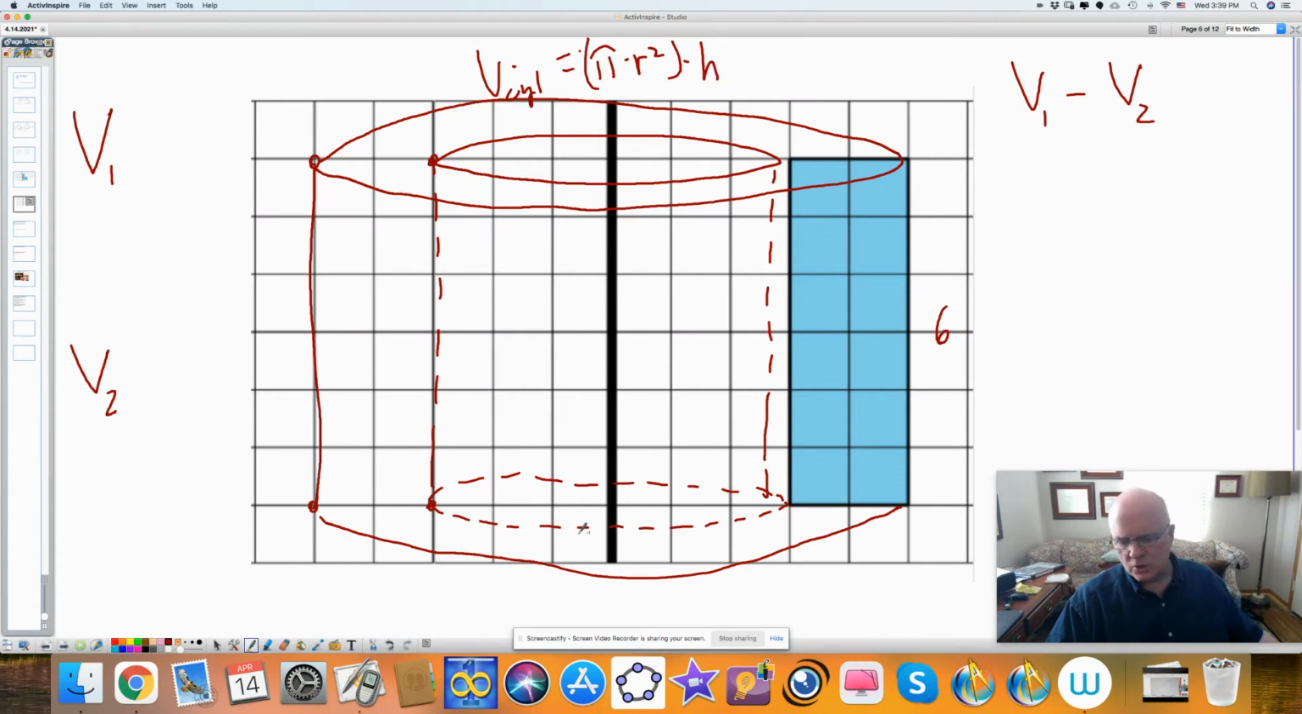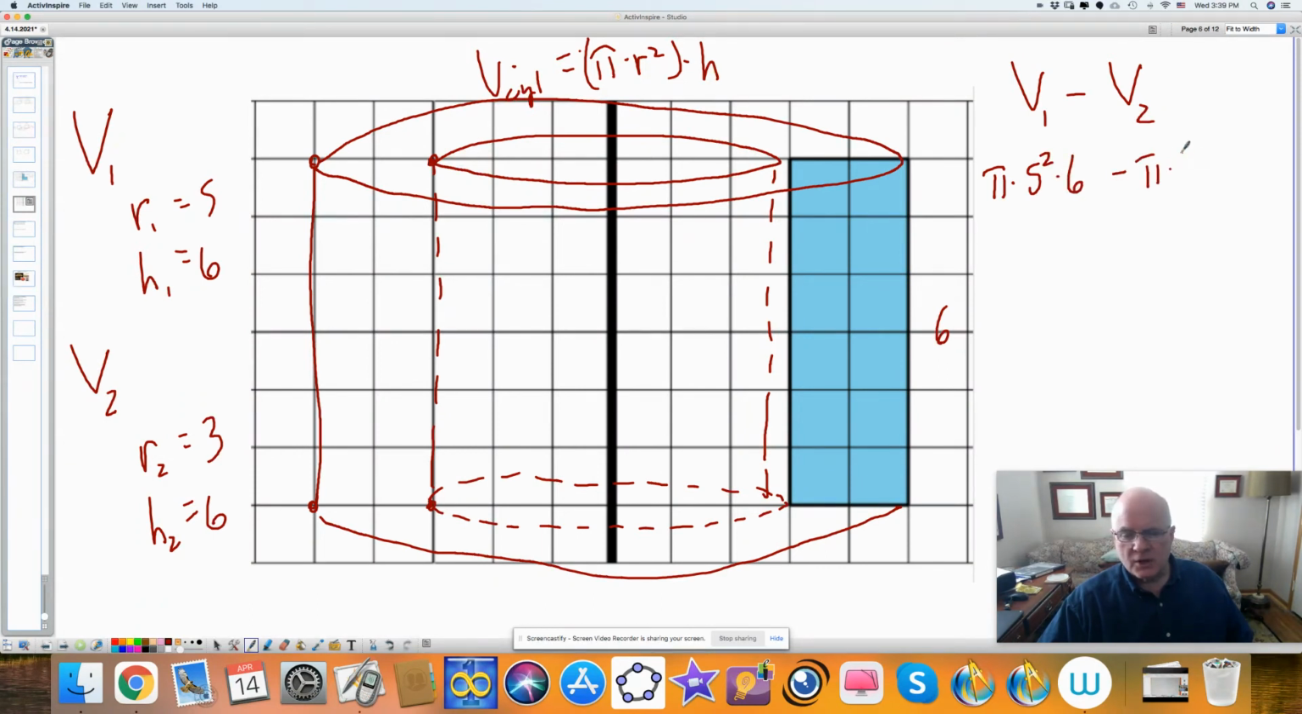The area of the base is a circle. Well, what is the radius? What is the height? What is the radius of the second one and the height of the second one? Both of these have a height of 6. The radius of my first one is 5, and the radius of the second one is going to be 3. So when I substitute these into the formula, I get pi times r squared, which is 5 squared, times 6, minus pi times 3 squared times 6.